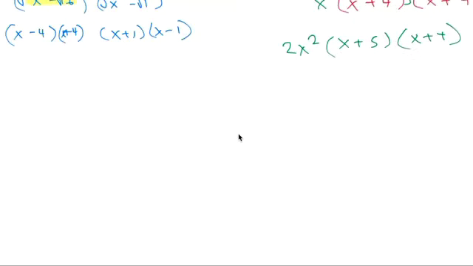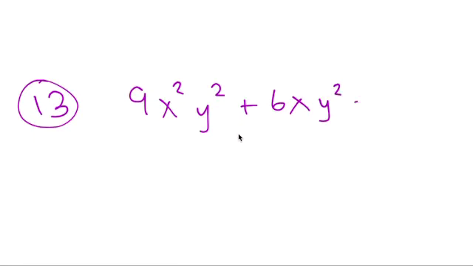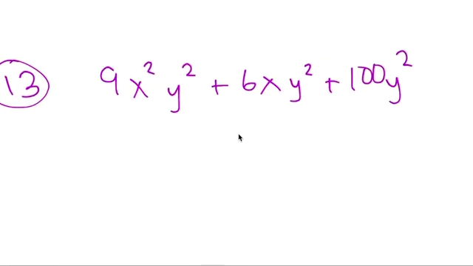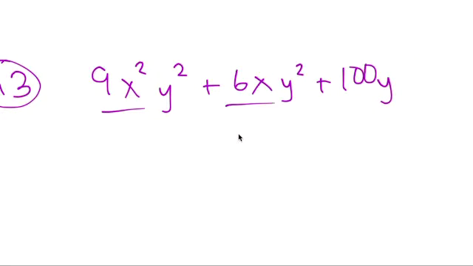Okay. Number 13. We've got 9x squared y squared plus 60x y squared plus 100 y squared. You're going to factor out a 2 for sure. No, 2 doesn't go into 9. 3, no. Nothing goes into the numbers, but x and y can come out. X and y can go into them.